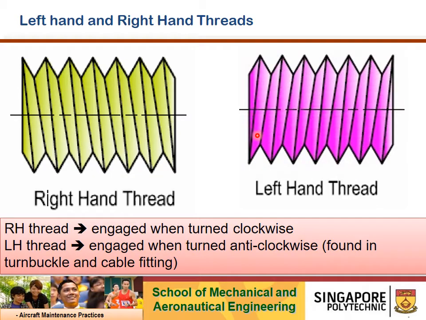Left hand and right hand threads. 90% of aircraft fasteners utilize right hand thread. To tighten a right hand thread fastener, turn clockwise, while loosening will be anti-clockwise. Left hand thread is much less commonly used. To engage it, you have to turn it anti-clockwise, and to loosen it is clockwise. So it's the opposite of right hand thread. Right hand thread is used where turnbuckle and cable fitting attachment.